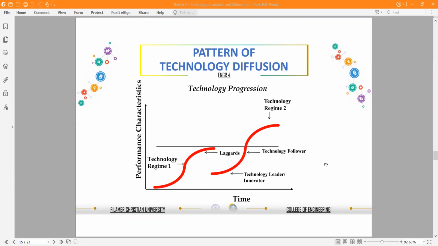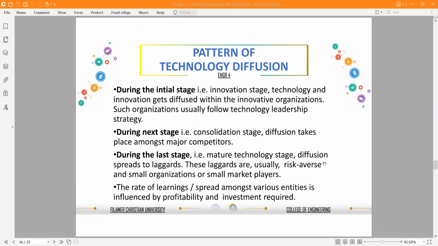this technology evolved. During the initial stage, ito yung innovation stage, technology and innovation gets diffused within the innovative organizations. Such organizations usually follow technology leadership strategy. And then during the next stage, the consolidation stage, for example, diffusion takes place amongst major competitors. Dito na, aangat ba ako kay product A?